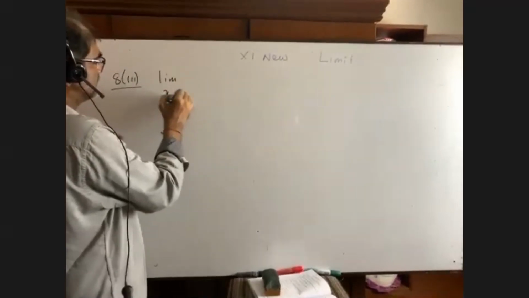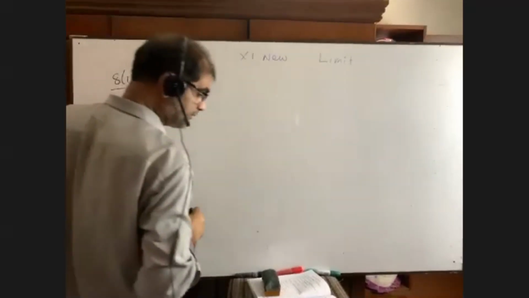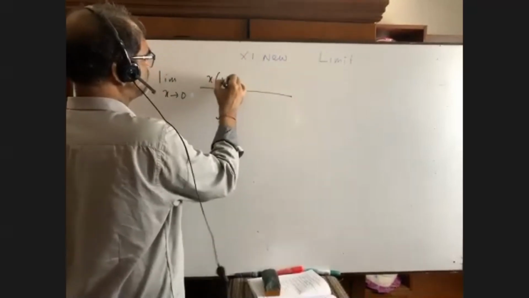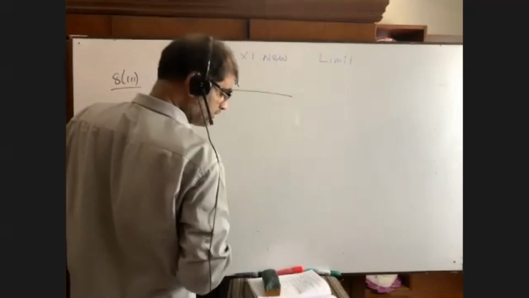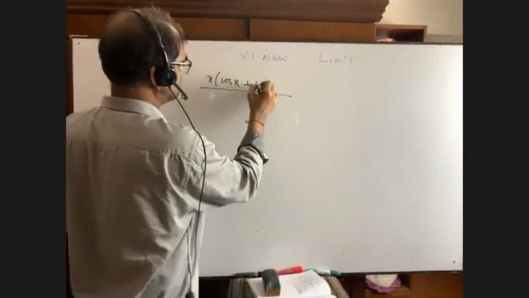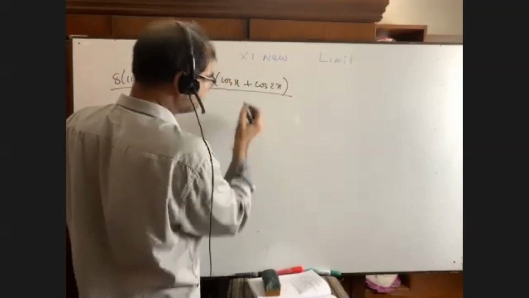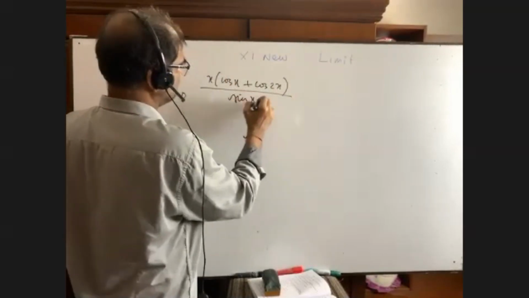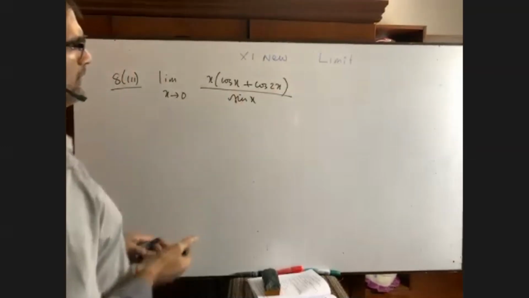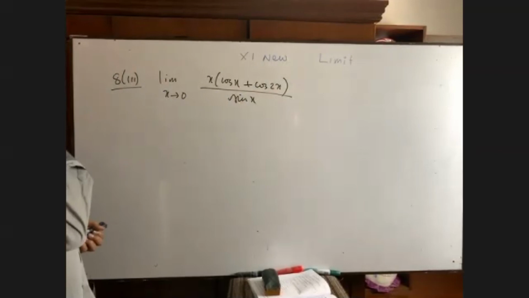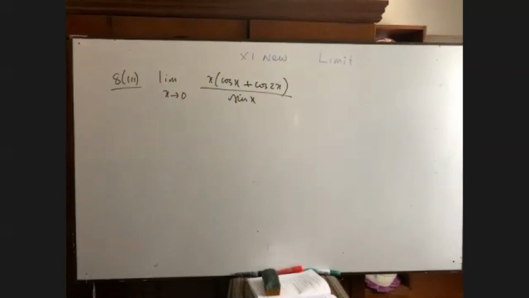I don't have any question. Limit x tends to 0 of x times (cosine x plus cosine 2x) by sin x. What should we do? Okay, do it. Will you do it or shall I do it?